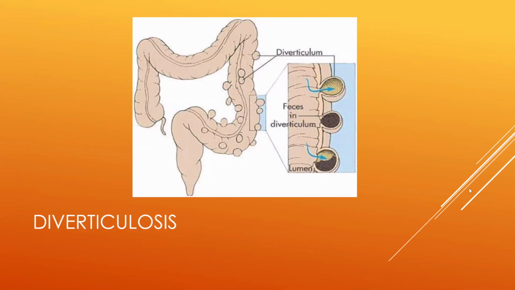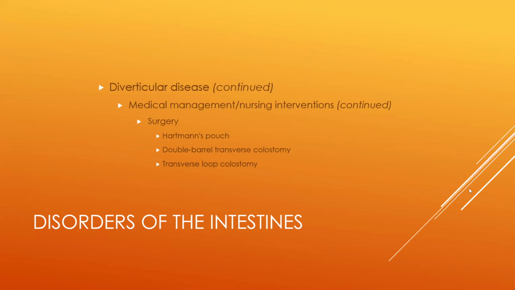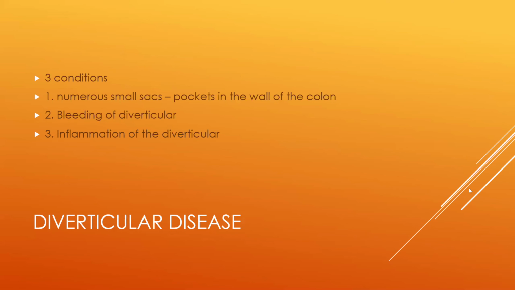Where is it located? Usually the large intestines. It's most of the time where it affects. What kind of diet do you put them on? Low residue. We use stool softeners. We give them extra fluid. If they develop that diverticulitis and the white blood cell count's up, we might give them steroids. If they have an infection going on, we might give them antibiotics. We might have to do surgery.